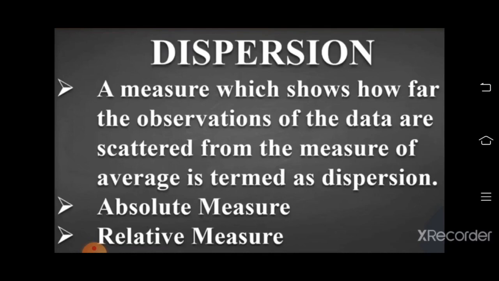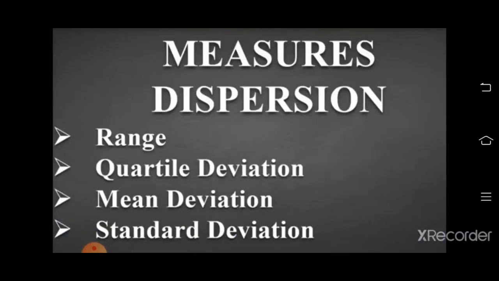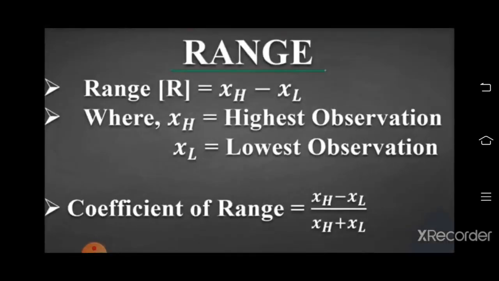Now, there are four methods of dispersion. One is range, second quartile deviation, third is mean deviation, fourth one is standard deviation. Today we are going to study range, exercise 4.1. What is range? The formula of range is xh minus xl.